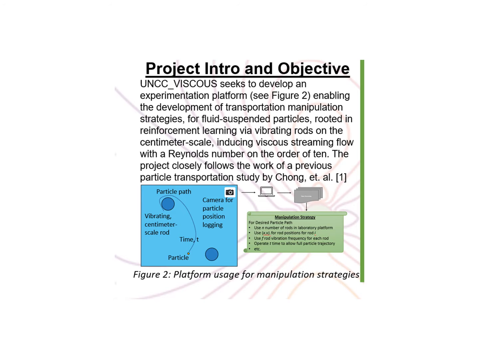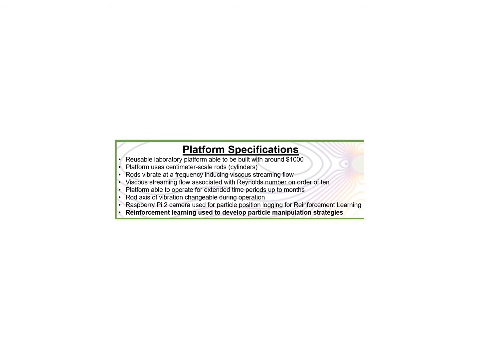fluid to manipulate particles. The vibrating rods will induce a streaming flow with a Reynolds number on the order of 10. A camera will be used to log movements of particles for the end goal of reinforcement learning. The laboratory platform was built with a budget of about $1,000. The platform uses cylinders for the vibrating rods. The Raspberry Pi 2 camera is used for particle position logging for reinforcement learning.